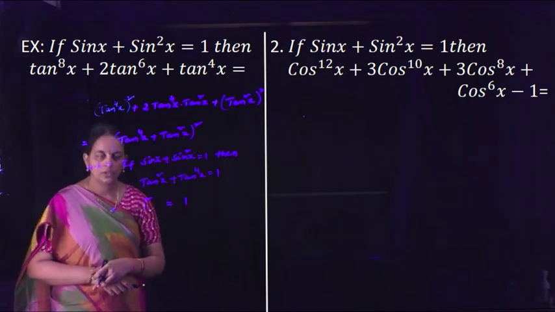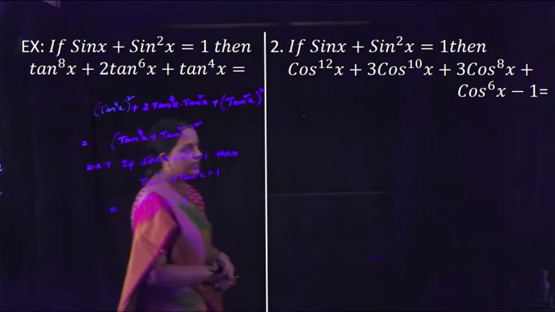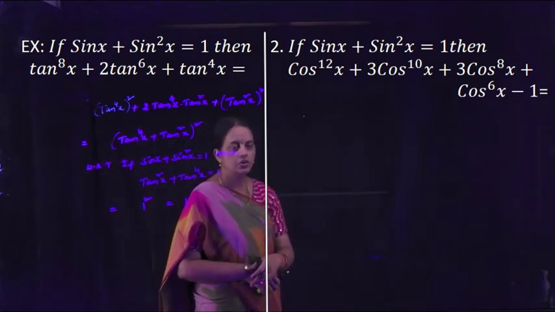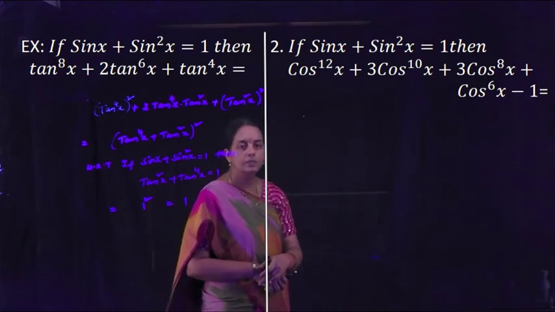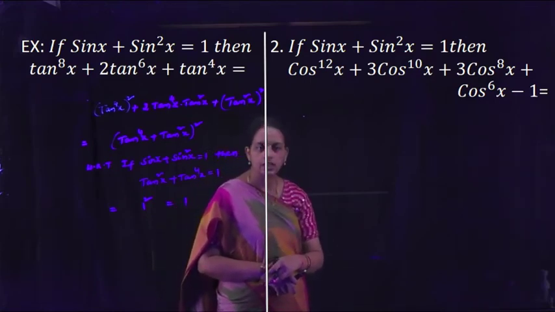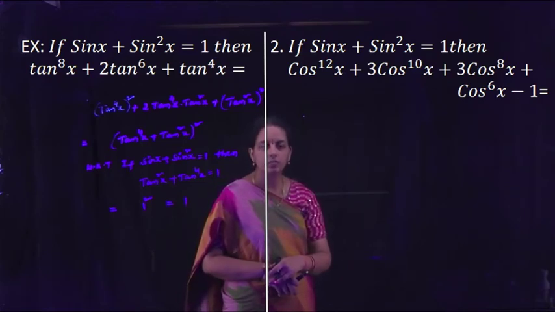Now, let us see one more example, that is, if sin x plus sin square x is equal to 1, then cos power 12x plus 3 cos power 10x plus 3 cos power 8x plus cos power 6x minus 1.